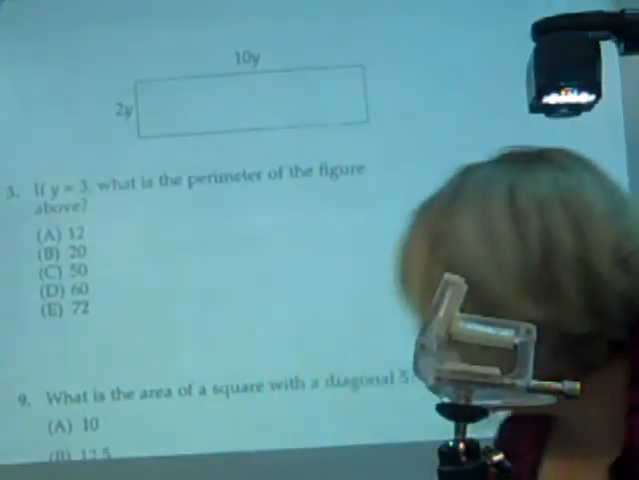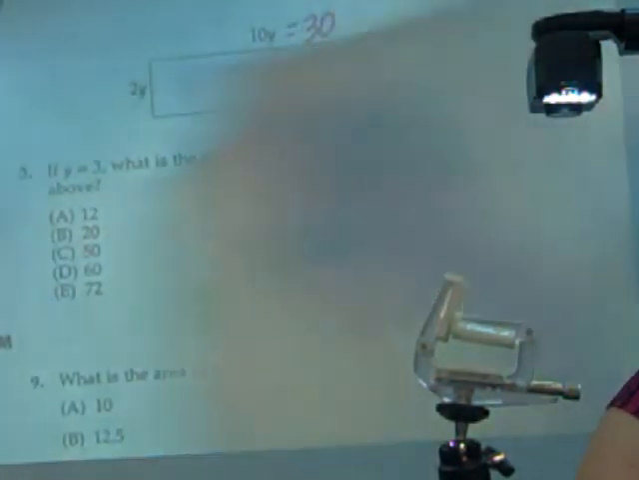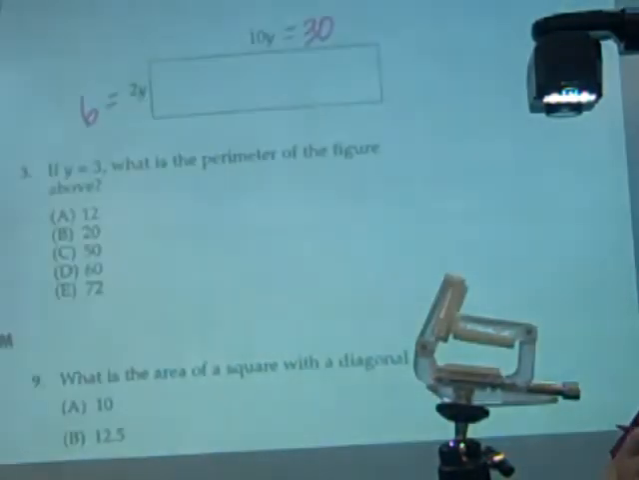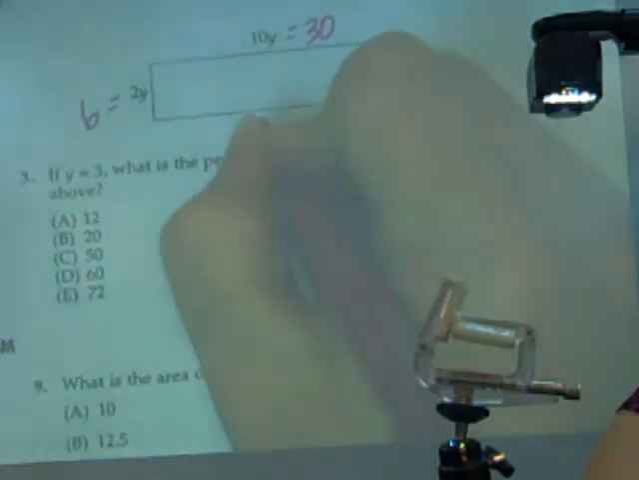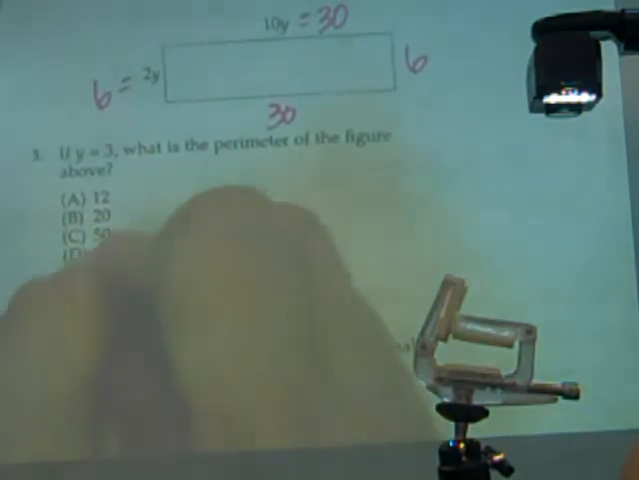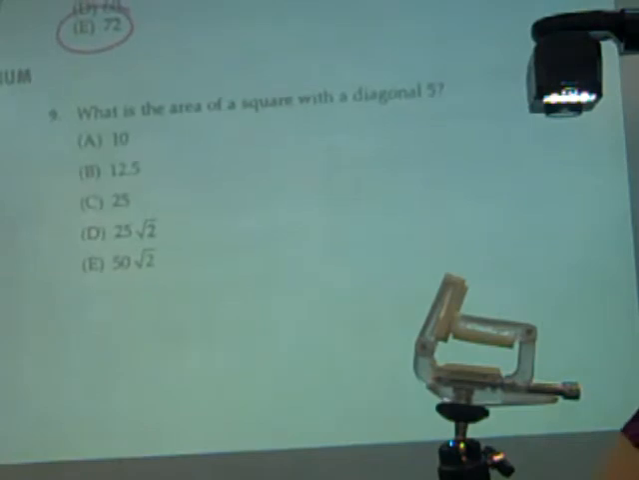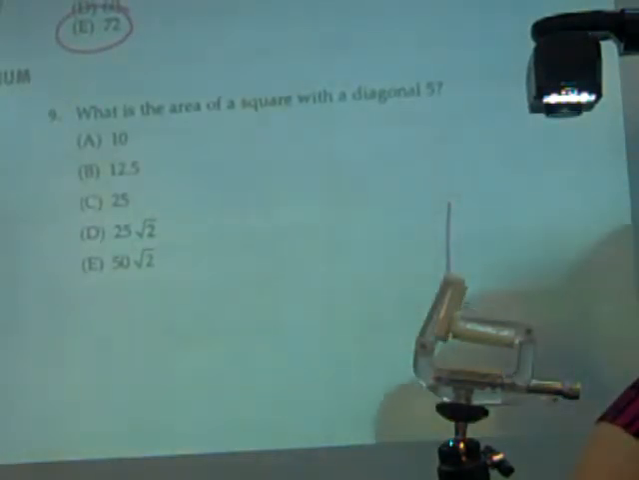So if y is 3, that makes this side 30, and this side 6. And that makes this side 30, and this side 6. And if you add all those up, you should get 72. If you got that wrong, you shouldn't be taking the test. Okay. On the second one, what's the area of a square with a diagonal of 5?